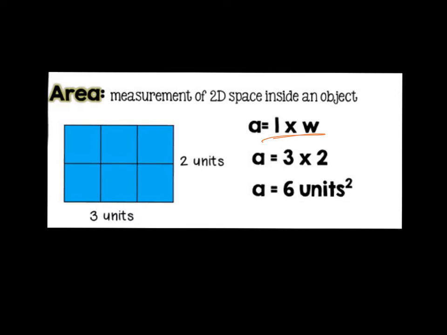But if you have a shape with 4 sides, the area is going to, again, be the length times the width. So my length is 3. I'm going to multiply that by 2. So 3 times 2, that's 6 units. And then squared is how we labeled that.